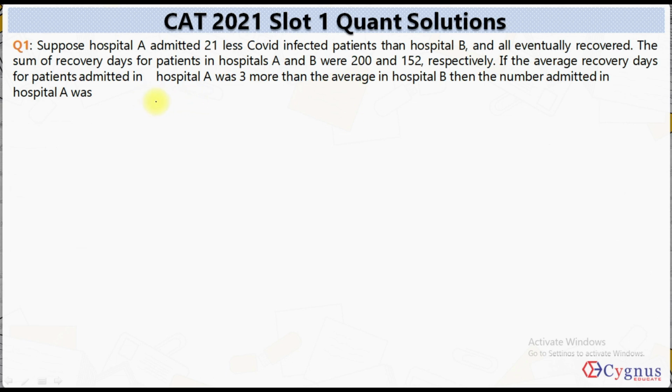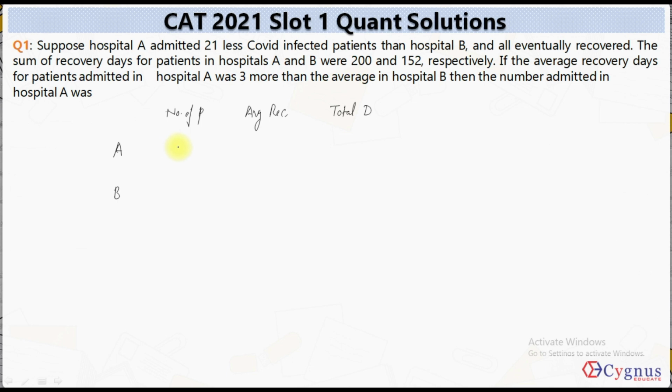Okay, seems like a very easy question, but when you start solving this, you will come across a quadratic equation here. So how many variables are there? I'll say number of patients. Then the next one is average recovery days. The last one is total days. This is for hospital A and this one is for hospital B.